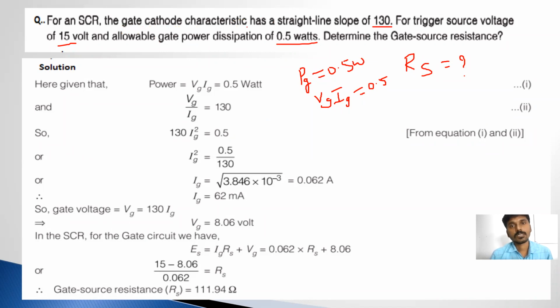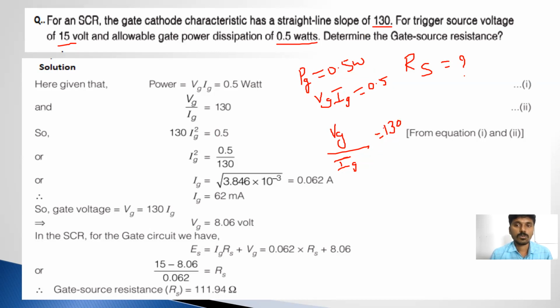The SCR gate cathode characteristic has a straight line slope, which is 130. The straight line slope is nothing but VG by IG. The straight line slope can always be found as voltage upon current, with respect to terminal voltage and terminal current. Here we are discussing the gate, so gate voltage upon gate current, VG upon IG, is equal to 130.